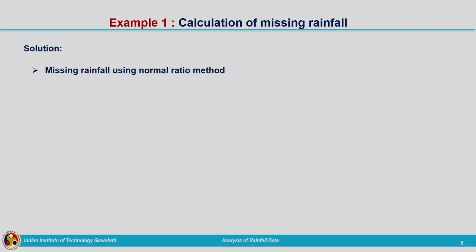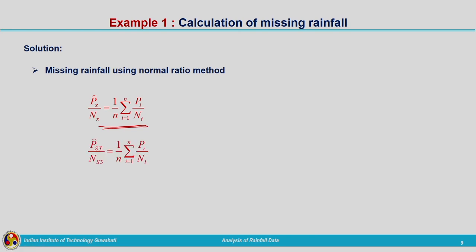We will be just making use of the formula which we have seen, and after substituting the given data, we can get the annual rainfall at the station X. Missing rainfall using normal ratio method we need to use. So, the formula we have already seen, we are finding out the ratios of the annual rainfall and the normal rainfall at each and every station, then average those values and multiply it with the normal rainfall of the station X. So, here we are just substituting the values.